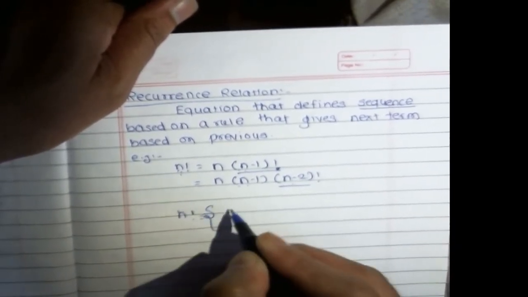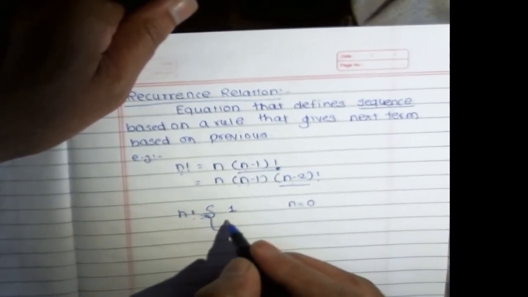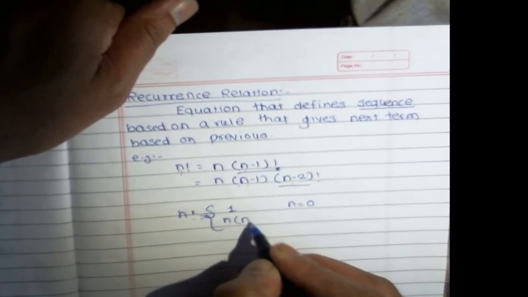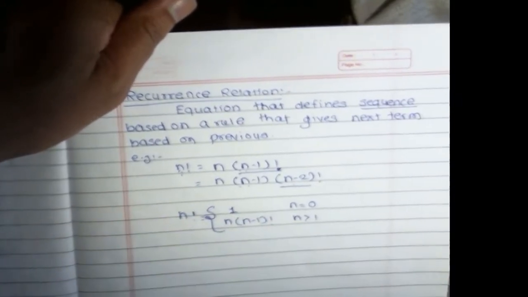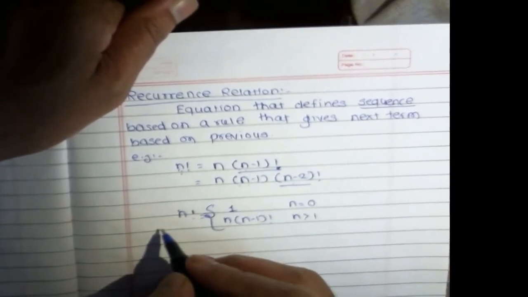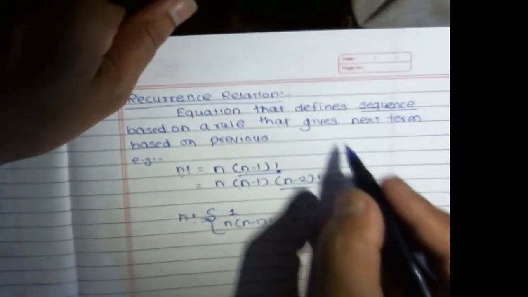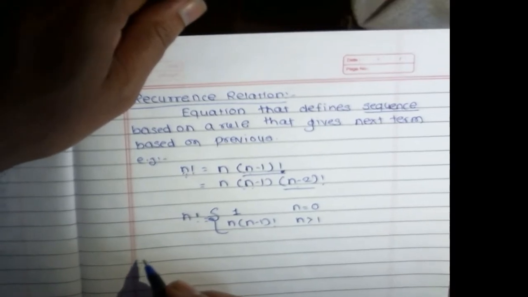Factorial of n is 1 if n is equal to 0. Otherwise it depends on n into n minus 1 factorial for n greater than 1. So this is how we can write the equation, and this is called a recurrence relation. Let us take another sequence.